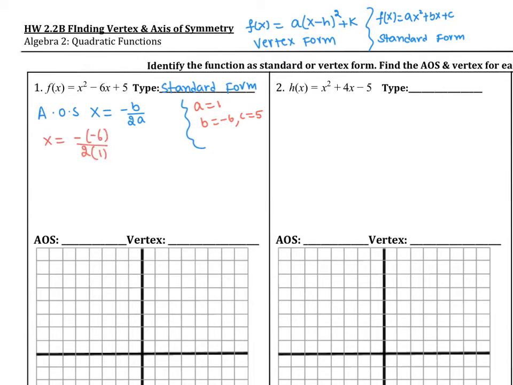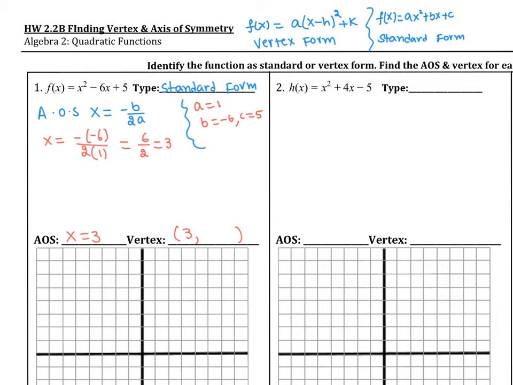So when we plug it in for b, it's negative 6. On the bottom is 2 times a, which is 1. And it's going to be 6 over 2, that is 3. So axis of symmetry is x equals 3. Now we're going to find the vertex, where we already know the x value and we have to find the y value.